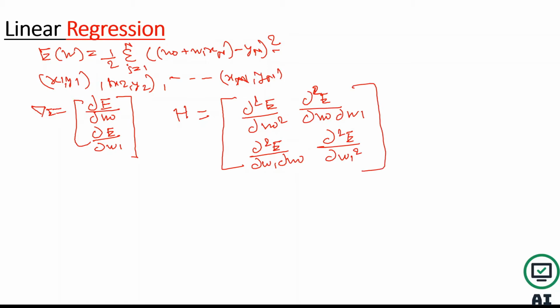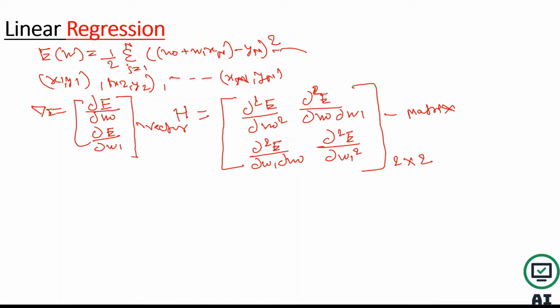So this is the Hessian of this particular function, so we need to calculate it. You can see here the gradient of this function is nothing but a vector, and the Hessian of this particular function is a matrix. So we have a 2 cross 2 matrix, because here we have 2 independent variables, which are W0 and W1, so hence we are getting a 2 cross 2 matrix.